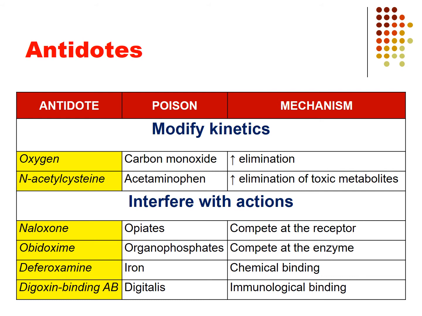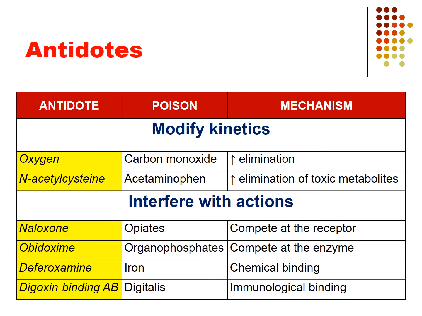Deferoxamine is the antidote of iron. It can help elimination of iron from the body. But first, it acts with iron by binding through chemical bonds, preventing iron from exerting its actions and enhancing its elimination also in a non-toxic form.